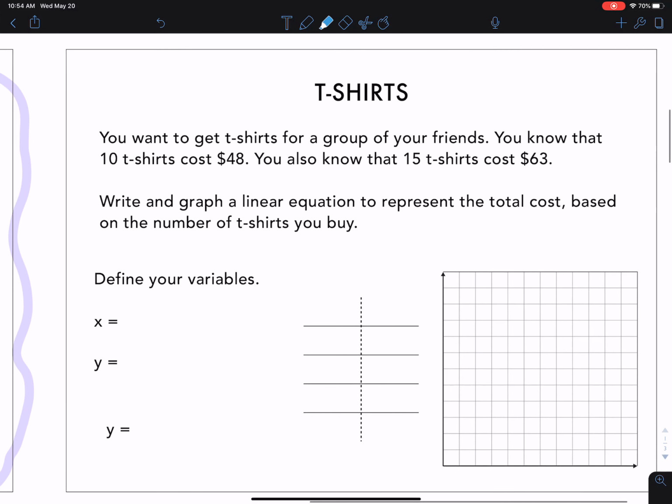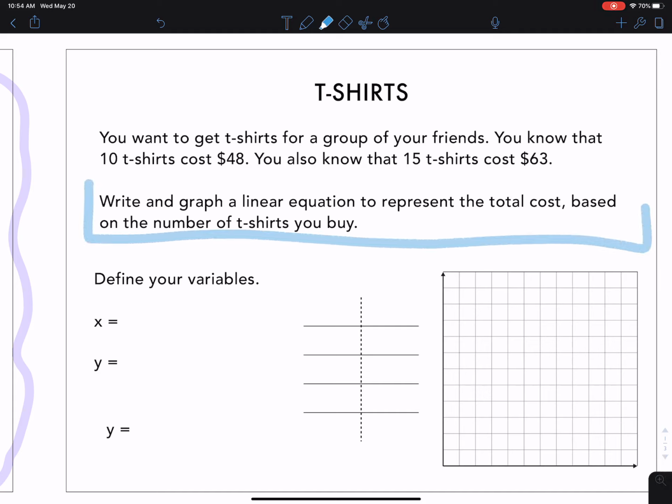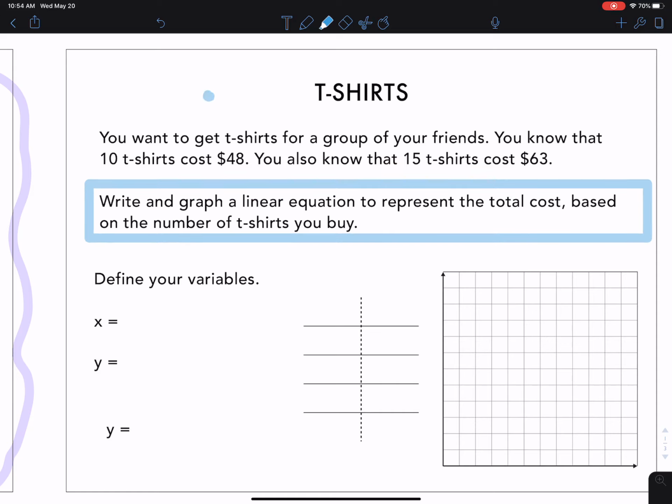Okay, the next situation, however, is a little bit different. So you want to get t-shirts for a group of your friends. You know that 10 t-shirts cost $48. And you also know that 15 t-shirts cost $63. So we want to write and graph a linear equation to represent the total cost. Again, we're going to look here for our variables. So we want the total cost. That's going to be y. And then what it's based on is going to be our independent variable, our x. So based on the number of t-shirts that you buy.